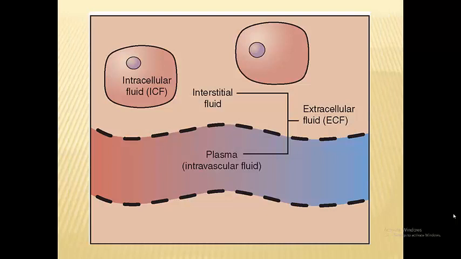So look at it in a different light now. Now you see what I'm talking about. You can visualize it a little bit better. You can see that interstitial and intravascular are the two types of extracellular. But we're going to speak in terms of intracellular and extracellular.